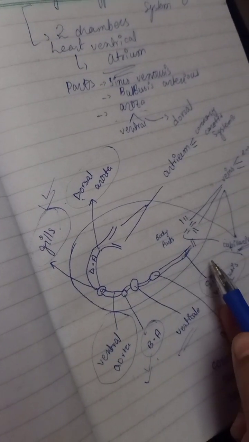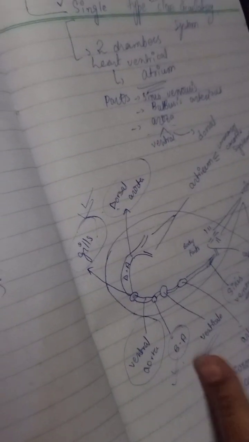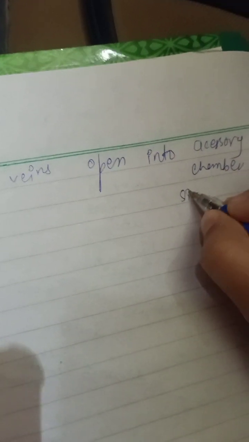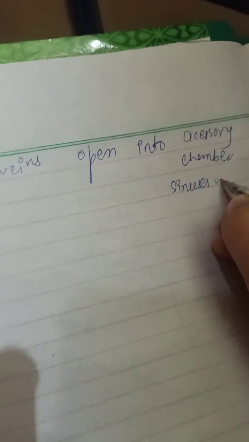Veins open into the accessory chamber, that is sinus venosus. Okay, so veins actually open into the sinus venosus. Okay, accessory chamber, that is sinus venosus. So veins will open into the sinus venosus.